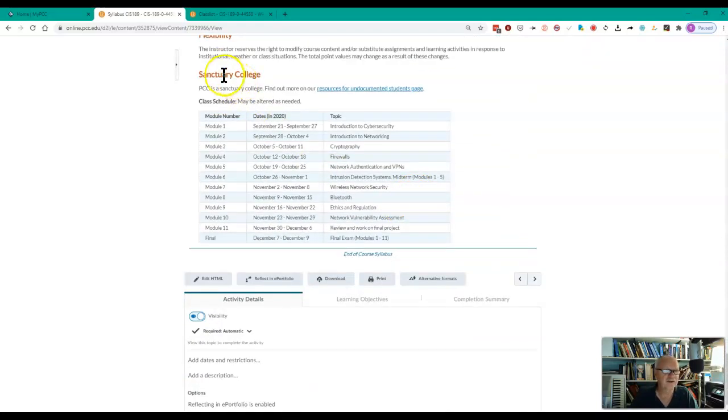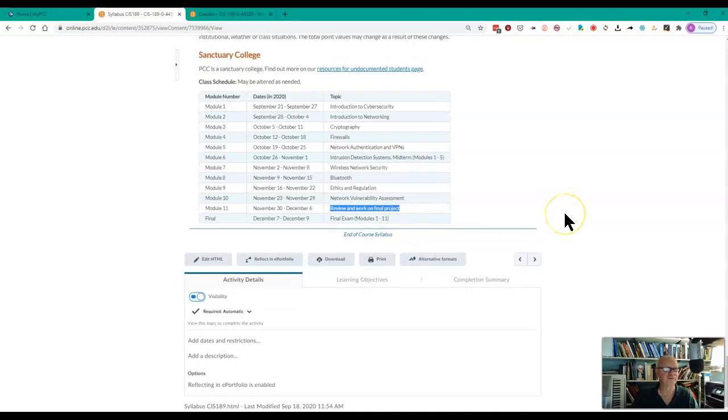And then finally, here is the class schedule, and we might alter it, but it's going to look basically like this: Intro to Cybersecurity, Intro to Networking. So these are the 2 intro weeks. And then we'll talk about cryptography, one of my favorites, firewalls, VPNs, and network authentication, intrusion detection, wireless network security, Bluetooth, ethics and regulation, network vulnerability assessments, and then this final week is a review week and a chance for you to finish up your final project. So there we go. That's the syllabus.